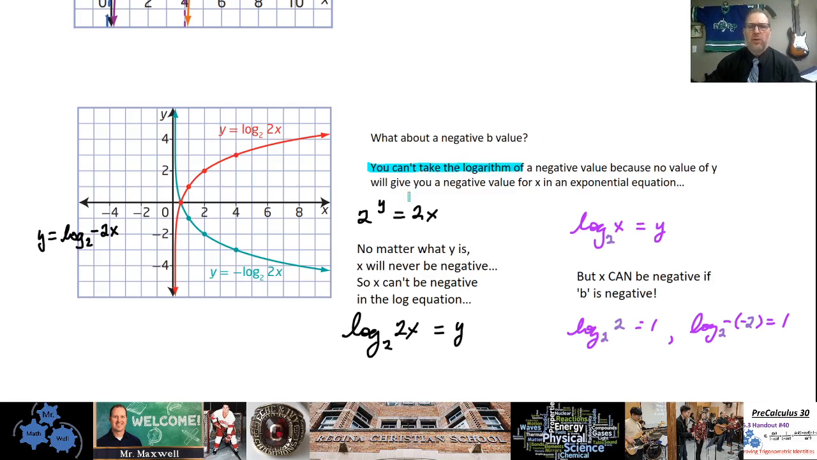Why is that? Well, if you think about an exponential, what value of this exponent will make this side negative? Well, no value. It doesn't matter what y is. This over here will never be negative. If y is very large, this is going to be very large. If y is negative, this is going to be small, not negative. That's very important. So that has implications for the inverse, for the log. That means that x, or this value right here, cannot be negative in a log equation. We cannot take the log of a negative value.